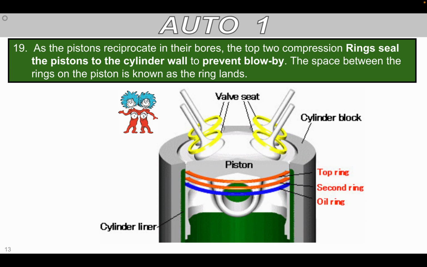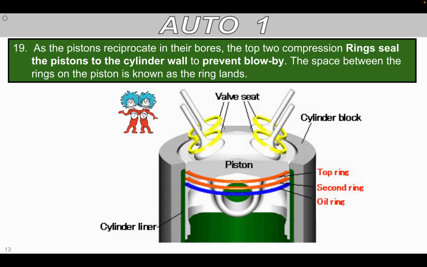All right? Which means, unfortunately, if I'm trying to compress that air-fuel mixture in the combustion chamber, what is preventing that air-fuel mixture from actually escaping or being pushed in between the piston and the cylinder wall? Okay? Well, the answer to that question is the top 2 piston rings. They're going to prevent what's called blow-by, which is the gases escaping between the piston and the cylinder. So the top 2 piston rings seal the piston against the cylinder.